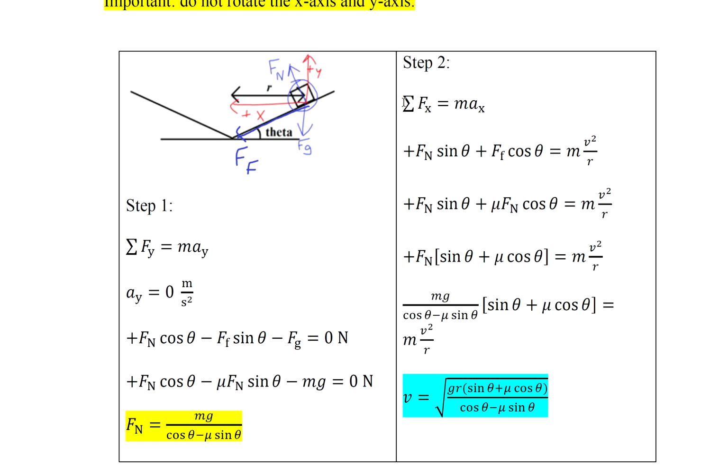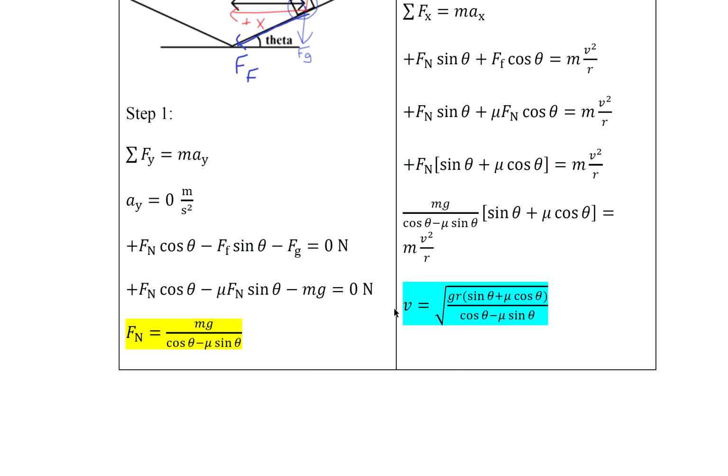Step 2, sigma F sub x equals ma sub x. A is equal to v squared over r. Sigma F sub x is force normal sine theta plus force of friction cosine theta. We know force of friction is mu Fn. There's an Fn here and an Fn here, so factor that force normal out. Then we could substitute for force normal in yellow. And finally we get this equation here.